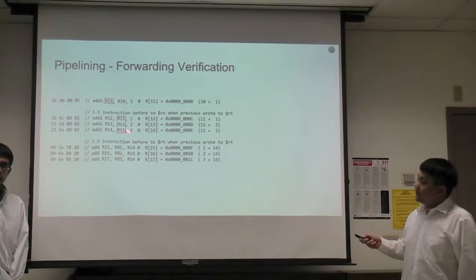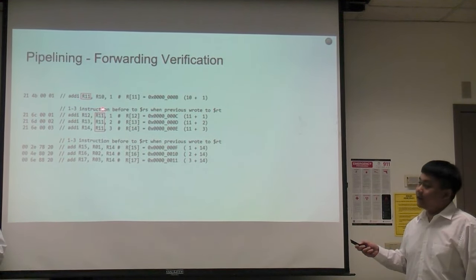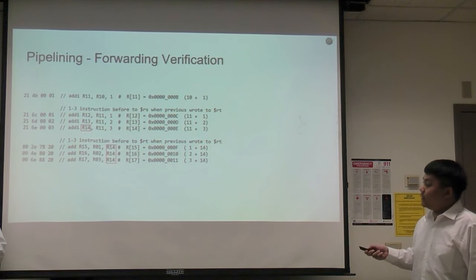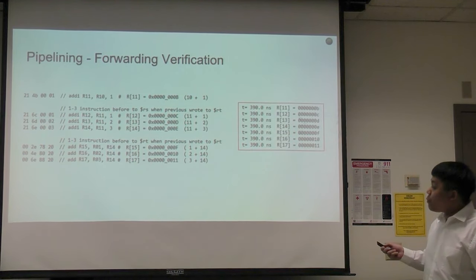To be thorough about it, you also have to check if the previous instruction wrote to RT. So the difference here is we have an add immediate, which means this instruction writes to the address of RT. And this is the RS side, and this is the RT side. And here are the expected results, and here are our actual results. And they are the same.